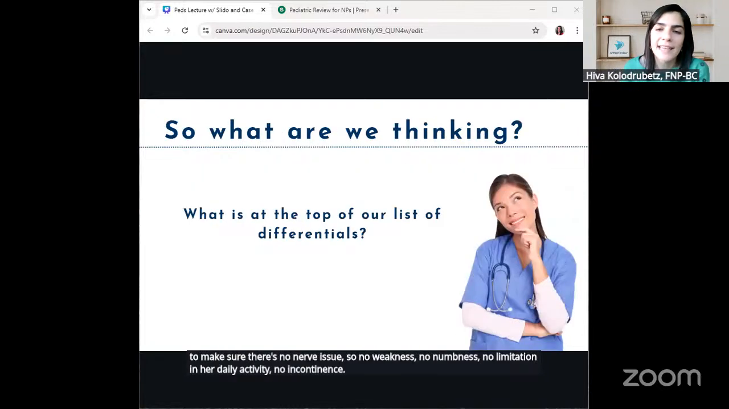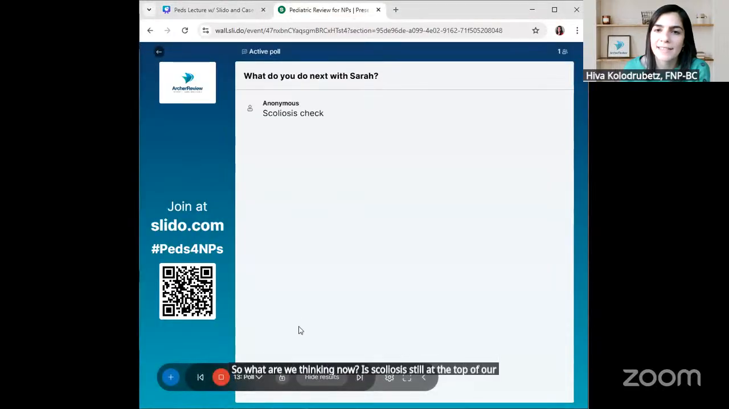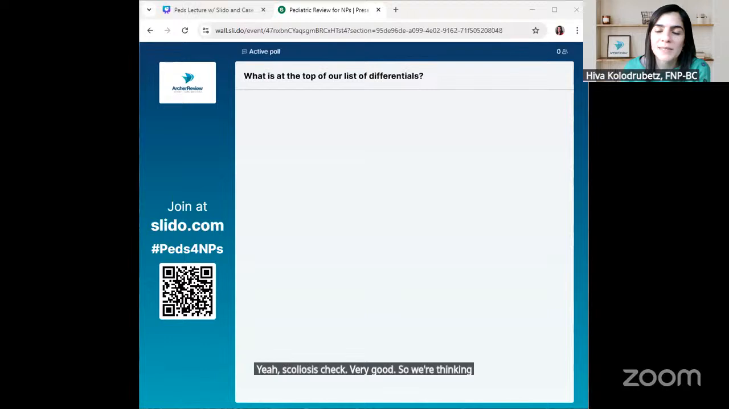So what are we thinking now? Is scoliosis still at the top of our mind? What do we think, you guys? Yeah, scoliosis check. Very good. So we're thinking this is probably scoliosis. We definitely want to make sure we're checking.